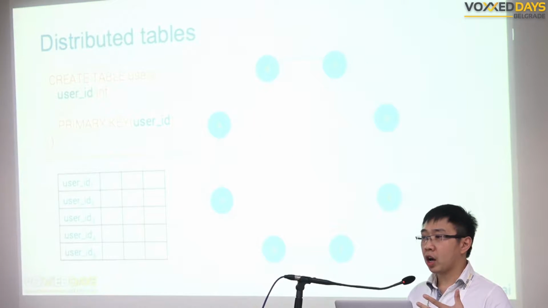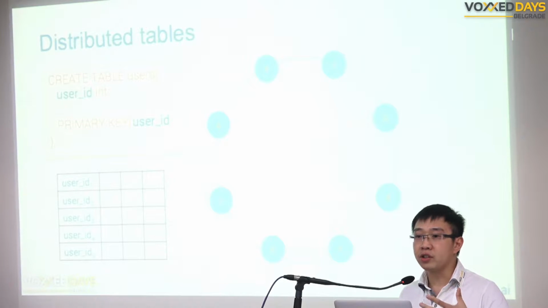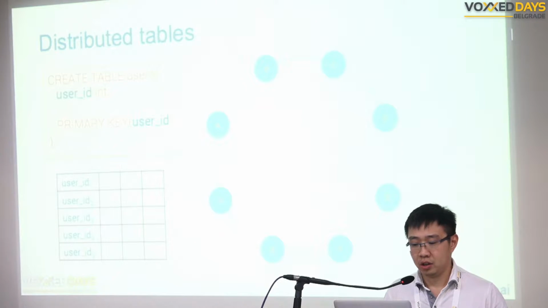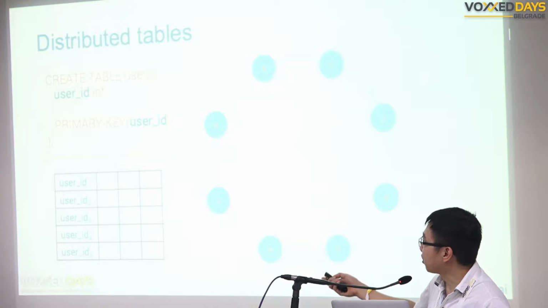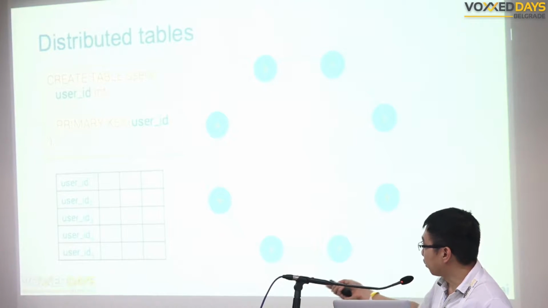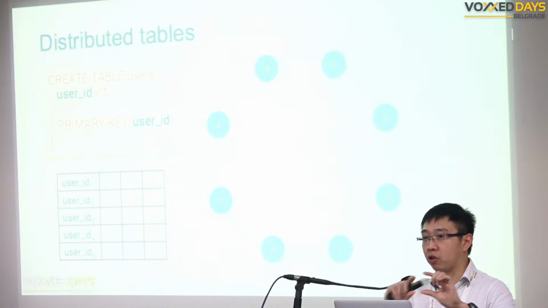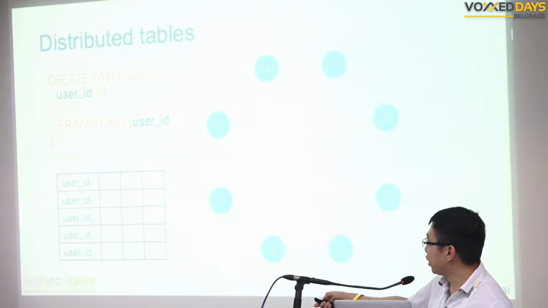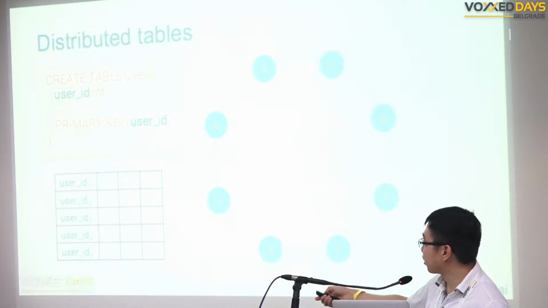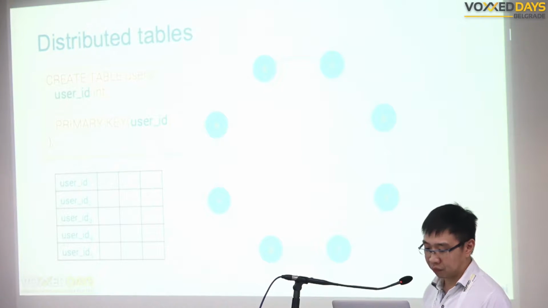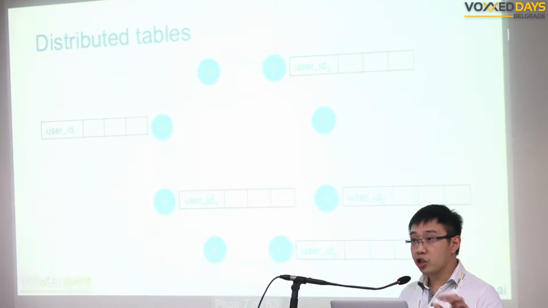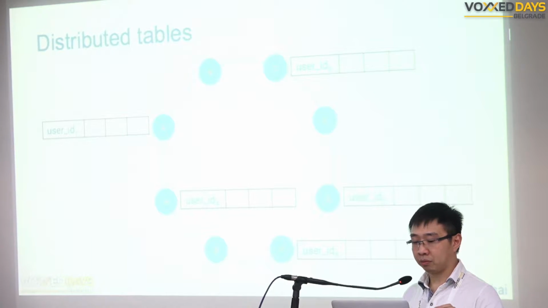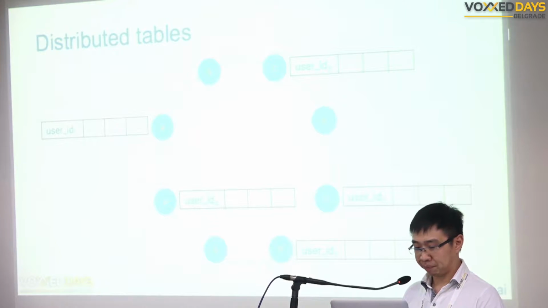In Cassandra, all the tables are distributed. What does it mean? Suppose you have a user table, with user ID as the partition key. So this is one partition. A partition is a physical row on disk. So you have user ID, which is the partition key, first name, last name, age, and so on. And thanks to the hash function, each partition will be stored on different machines, right?